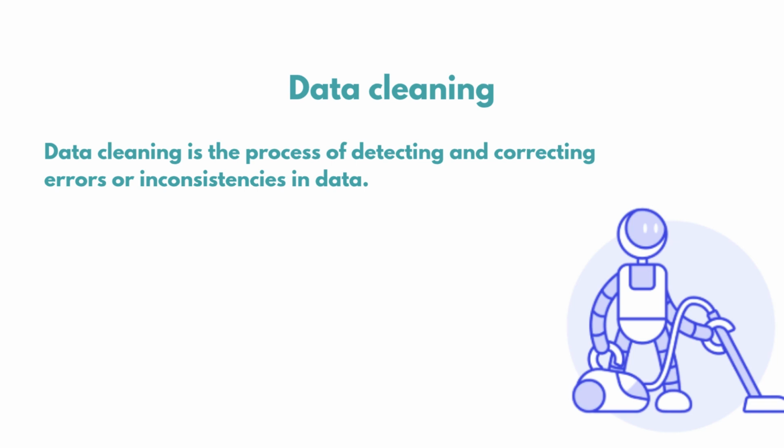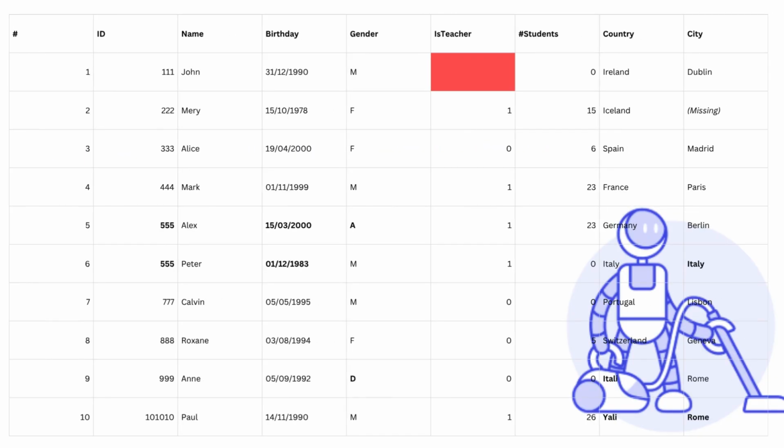What is data cleaning? Before building a model, we must ensure that our data set is accurate, consistent, and complete. Data cleaning is the process of detecting and correcting errors or inconsistencies in data. As we can see on this slide, there are several issues that can affect data quality.